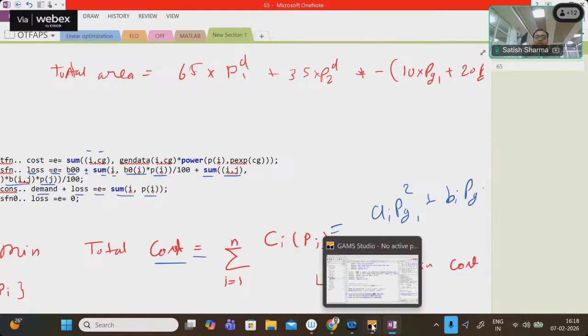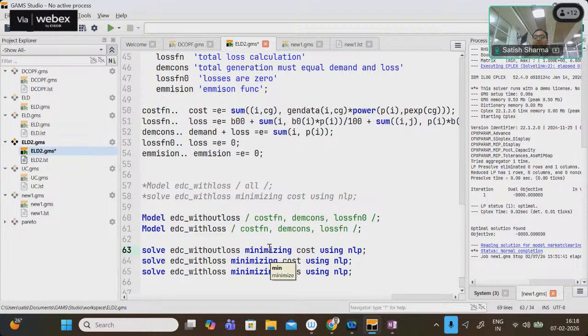So in exactly the same way, I have written that minimize the cost and using NLP. So it's basically a quadratic problem and it's non-linear in nature. So that's why using non-linear programming.